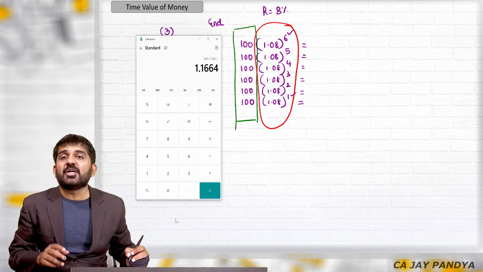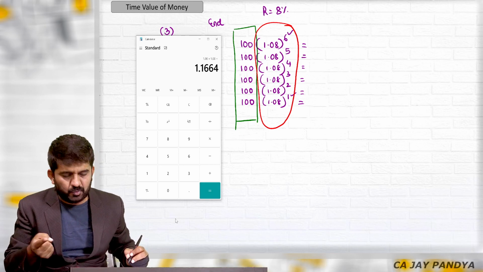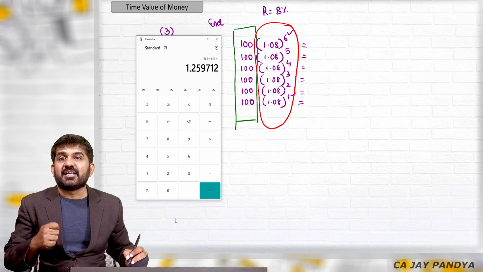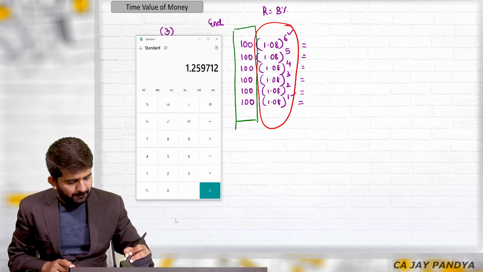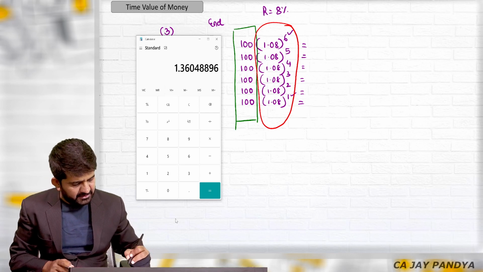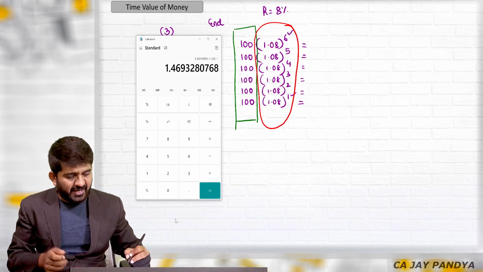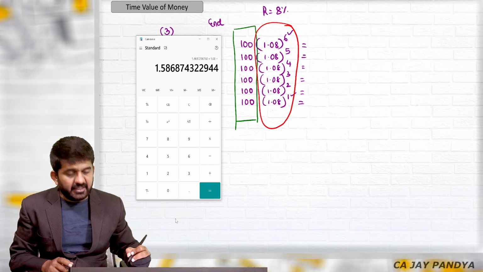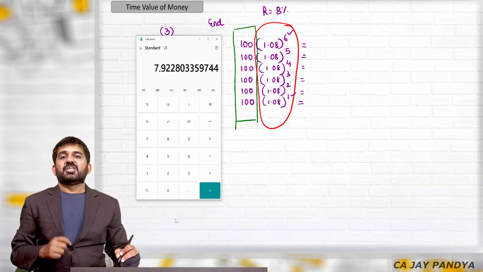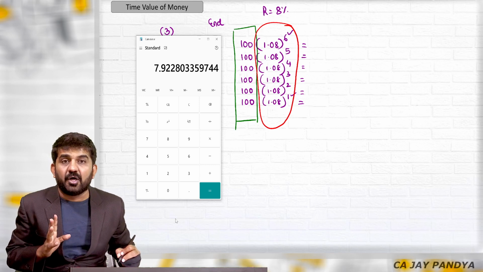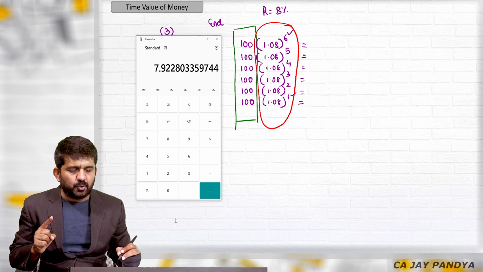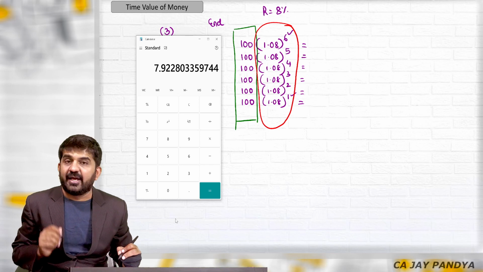Multiplied by, is equal to, is raised to 2, M plus, is equal to, is raised to 3, M plus, is equal to, is raised to 4, M plus, is equal to, is raised to 5, M plus, is equal to, is raised to 6, M plus. MRC is giving me the answer of this particular bracket. What is the answer? 7.9228033359.